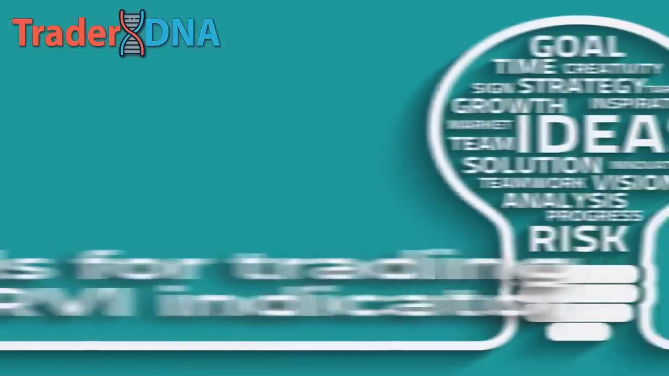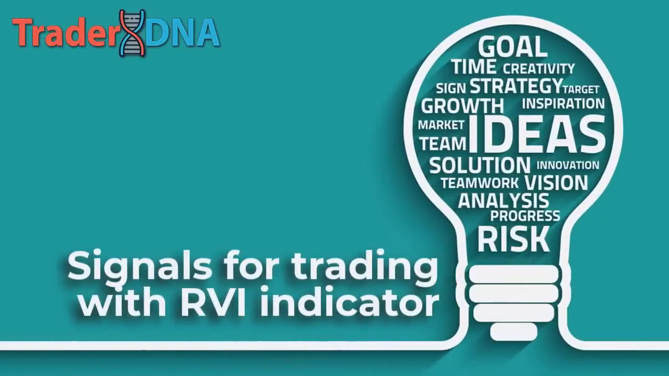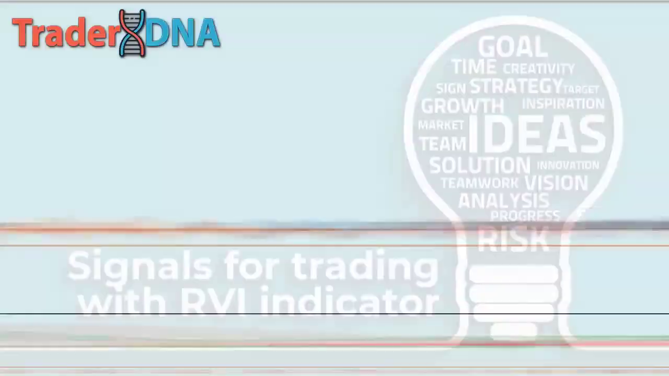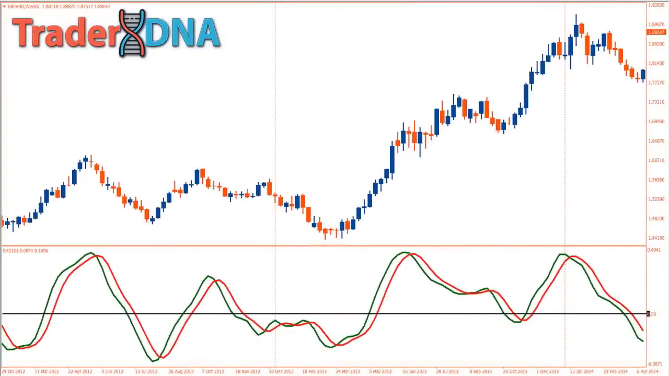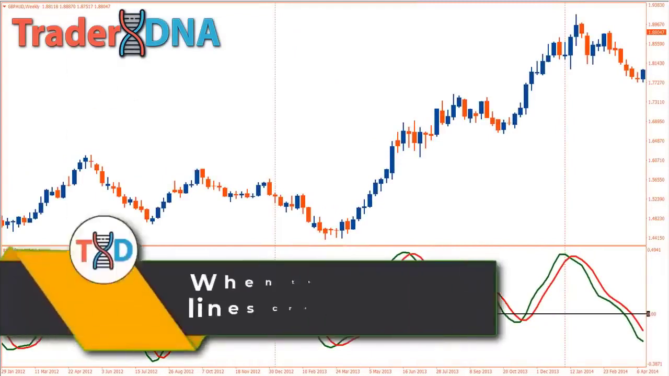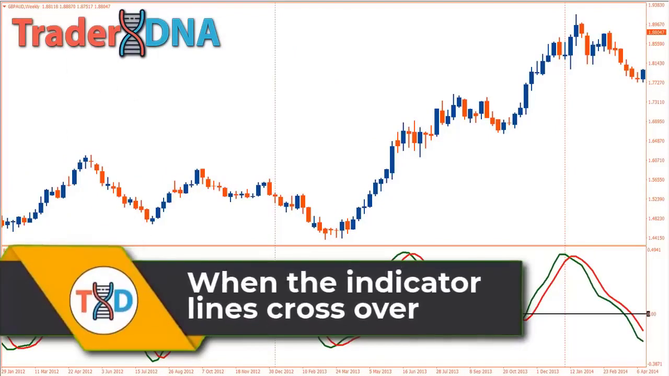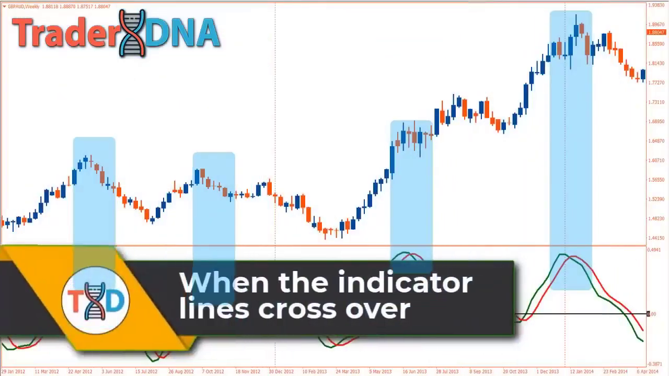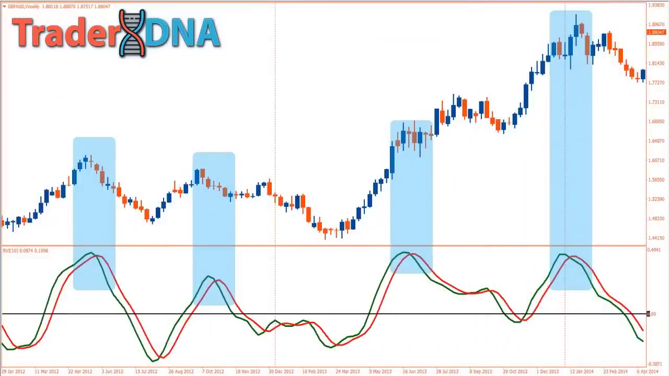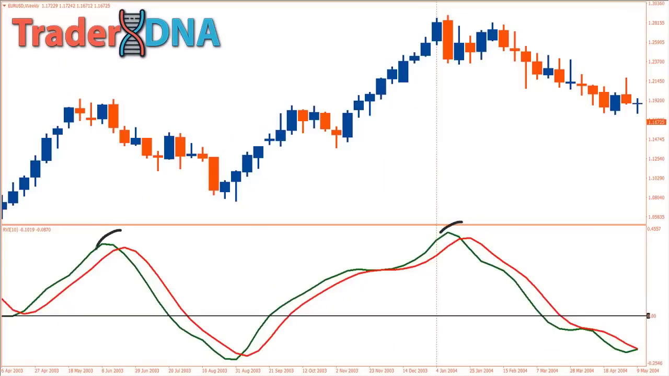Signals for trading with RVI indicator. Now, let's talk about the three main trading signals provided by the RVI. First, when the indicator lines cross over. This signal occurs when the RVI creates local highs and lows in the overbought region or above zero and oversold region or below zero. You should consider selling when the fast or green RVI line crosses over the slow or red signal line from above in the overbought region.